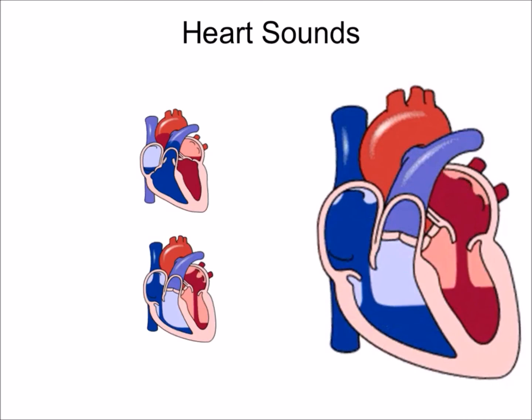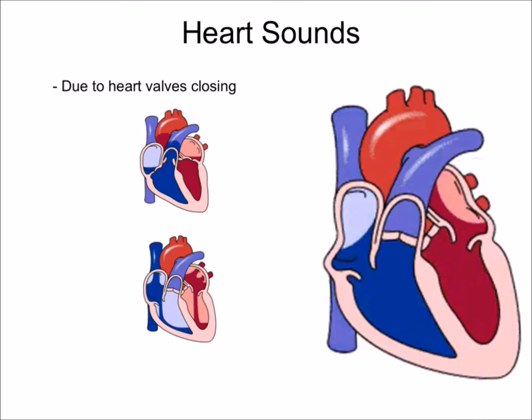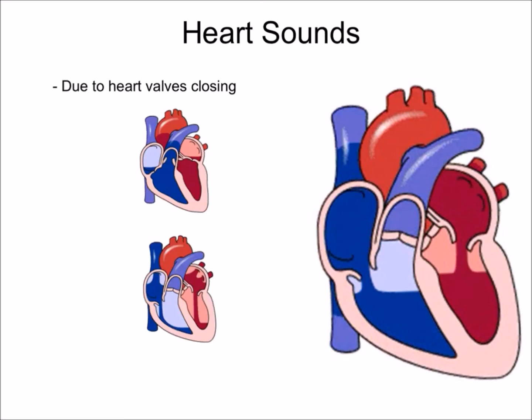Heart sounds are due to the heart valves closing, and there are two types of heart valves. One heart valve is called the atrioventricular valve. It's the valves found between the atria and the ventricles. And the other set of valves are what we call semilunar valves, which are found between the ventricles and either the pulmonary trunk or the aorta.